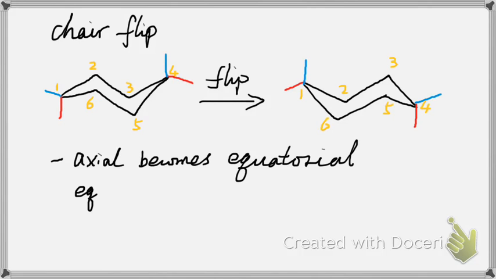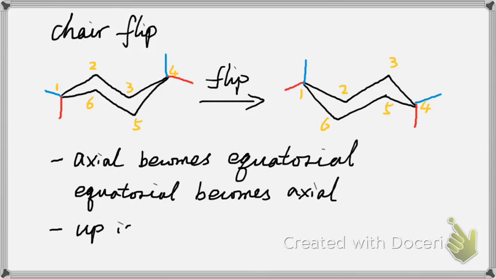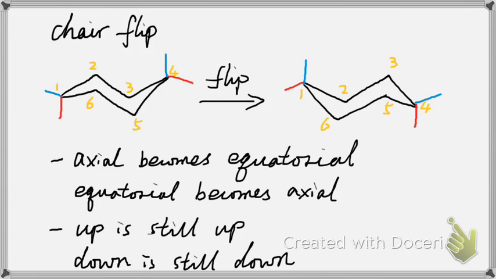So, as I said, in the chair flip, axial becomes equatorial and equatorial becomes axial. That changed. But what didn't change? An up position is still up. A down position is still down. That doesn't change, so keep that in mind.